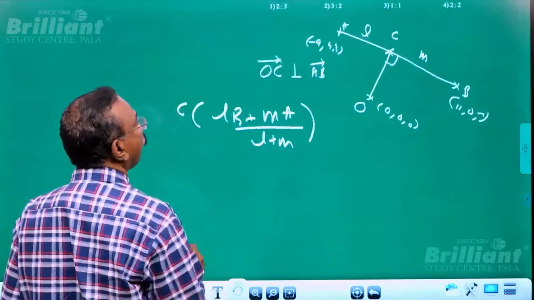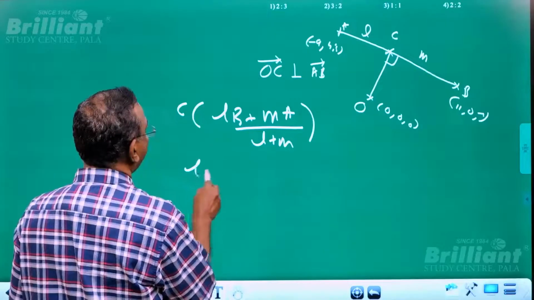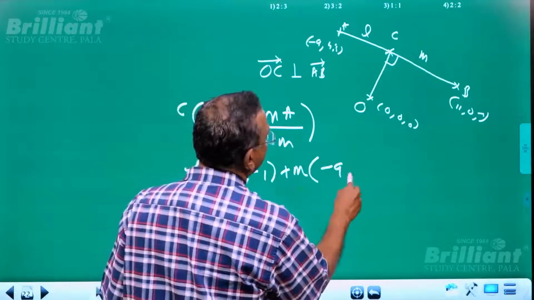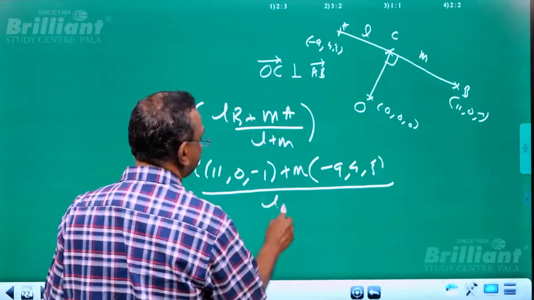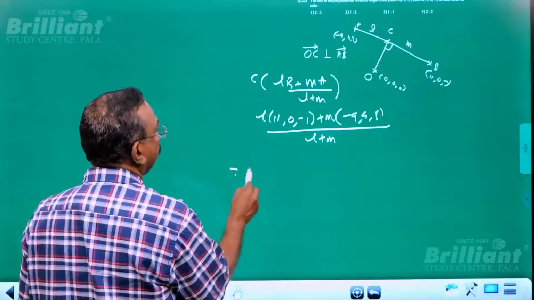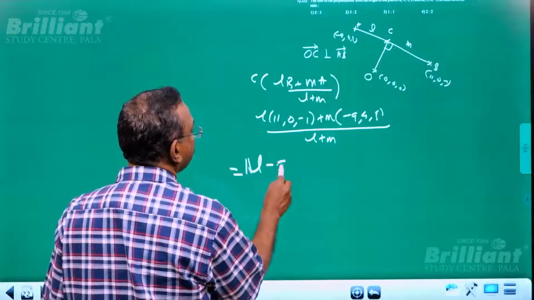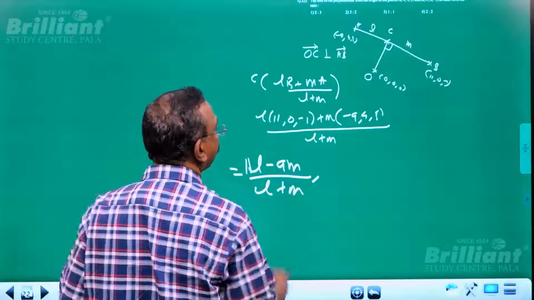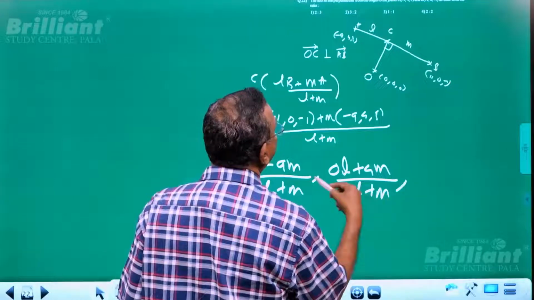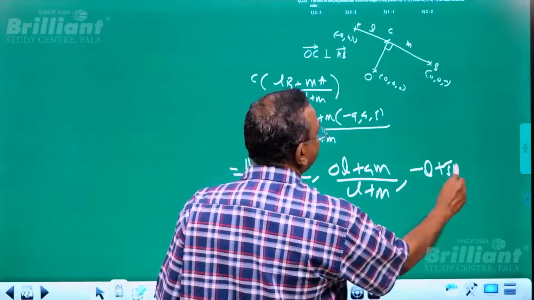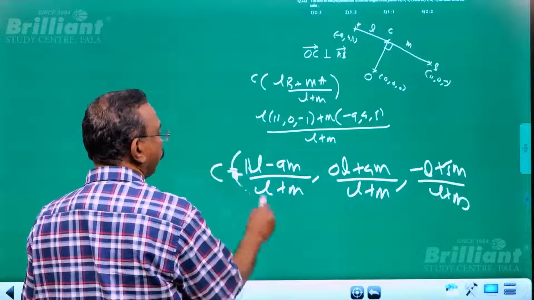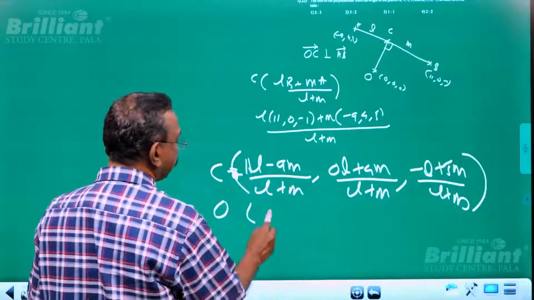So you can write the equation as L into (11, 0, -1) plus M into (-9, 4, 5), divided by L plus M. Now you can find the coordinates as (11L minus 9M) divided by L plus M, and 4M divided by L plus M, and (-L plus 5M) divided by L plus M. This is the coordinate of the point C, and that of O is (0, 0, 0).